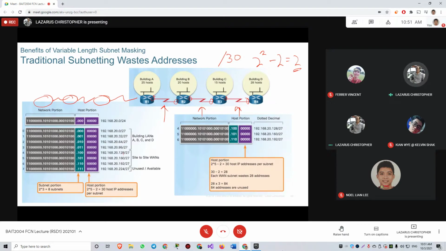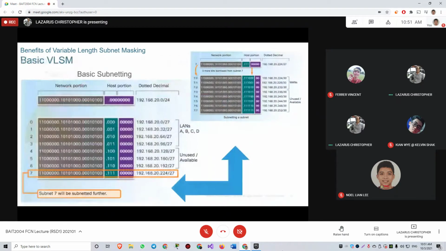So where's the saving I made? Saving I made is this part. This part I saved. I just took one and further subnet that is actually enough to give me 3 subnets for the wide area network. So now I have more ranges, more subnets and more addresses, including this part 3 that I can use further. So this is the power of VLSM.